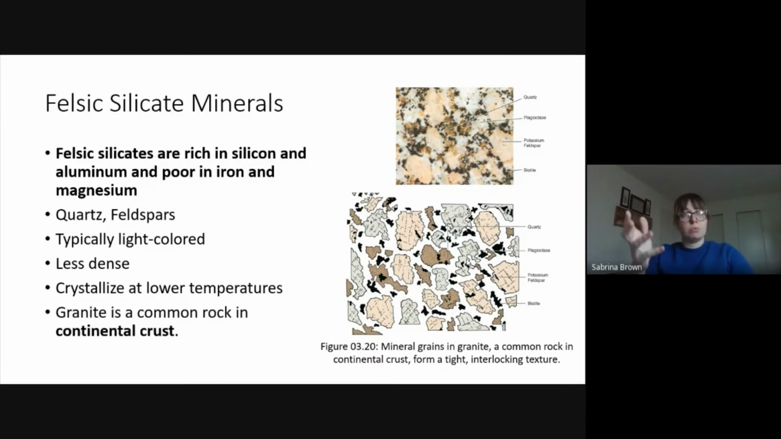So as we look at igneous rocks this week, keep in mind that granite is a very common felsic silicate composition igneous rock. So think granite countertops, think about how they're usually pinkish or white because they are felsic. Our continents are largely made up of felsic silicate minerals.